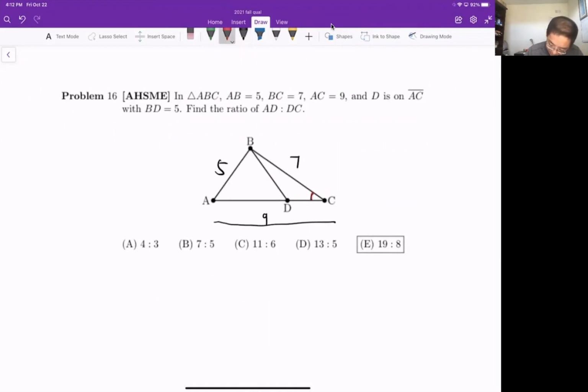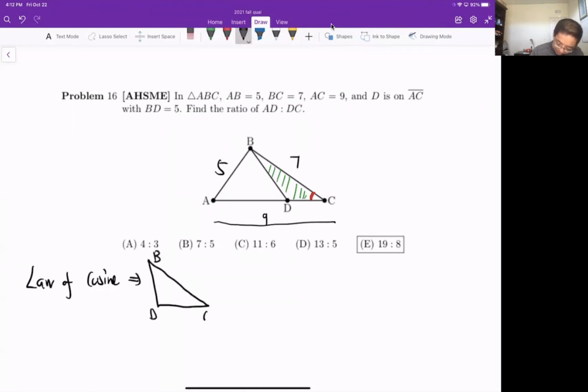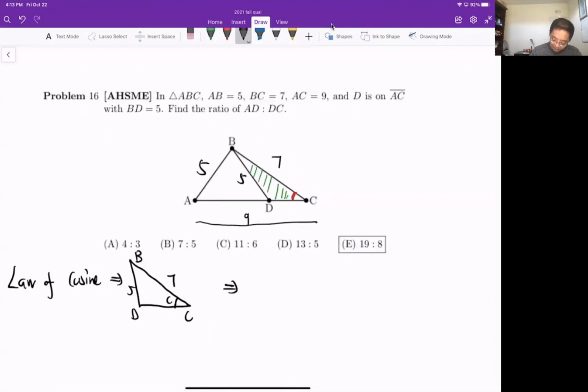So here the point is, this is angle C. We are going to apply the law of cosine on triangle BDC, and then on the whole triangle ABC. So to triangle BDC, with angle C here, 7, and BD is 5. All right, so then we get 7 squared plus CD squared minus 2 times 7 times CD times cosine C equals 25.